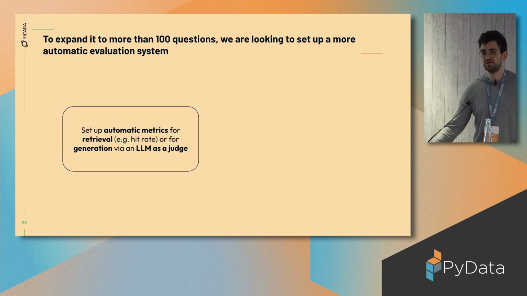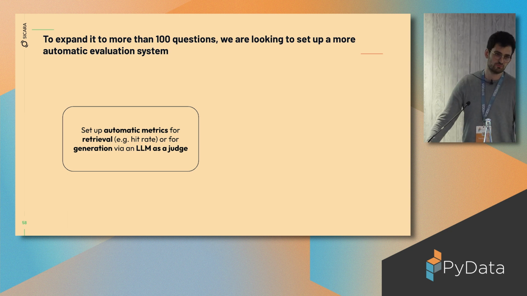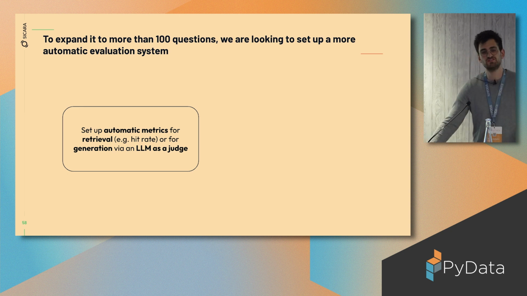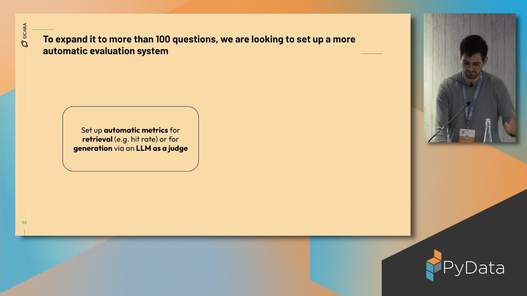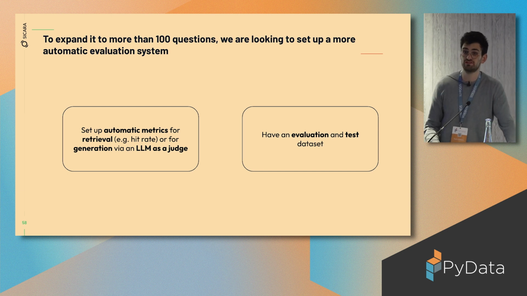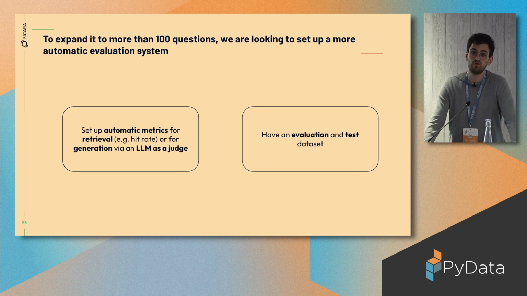So we are considering improving automatic metrics for the retrieval process because you can do it automatically quite easily, and using LLM as a judge for generation. So using an LLM to evaluate another LLM. So you say, all right, this is the question, this is the answer, this is an example ground truth. Is it all right? Basically, to put it simply, and have an evaluation and a test data set, because right now we just have a single evaluation data set, which is, again, we may do some choice which overfits on this data set.